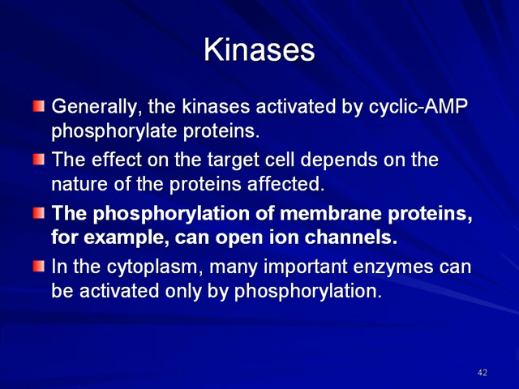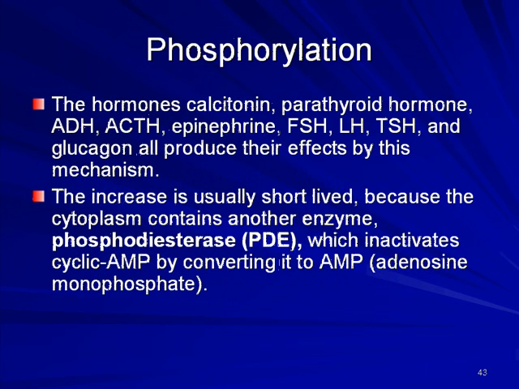Kinases are enzymes that are in this process. Generally, kinases are activated by cyclic AMP. These phosphorylate proteins. The effect on the target cell, again, depends on the nature of the protein or the enzymes that are going to be affected. Phosphorylation of membrane proteins, for example, can open up calcium channels or ion channels. In the cytoplasm, many important enzymes can be activated by phosphorylation.